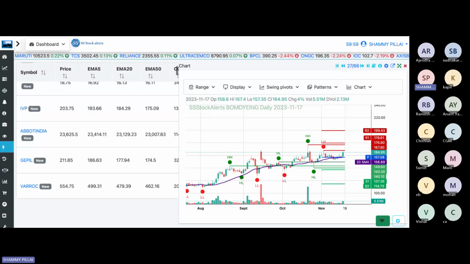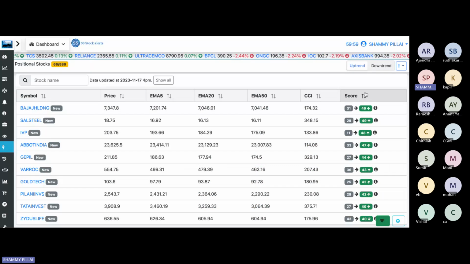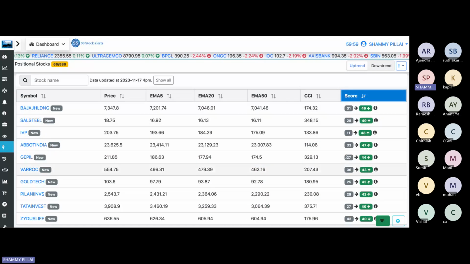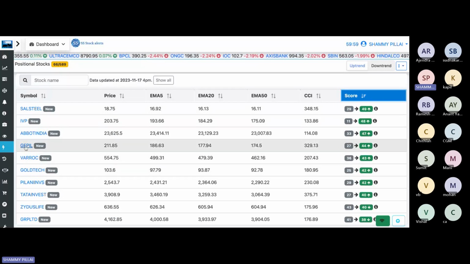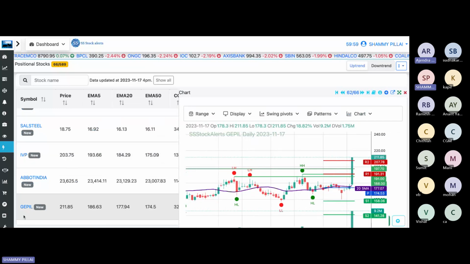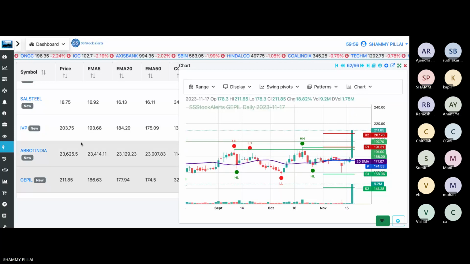This itself is a very strong thing. Just have to manage the scores. Look at the scores. IVP. Look at the scores. GPL. Amazing. It was screaming. GPL before Friday, Thursday also it was there. It was very near to the 20 SMA. Muted volumes. Pivot also 174. Look at the blast.